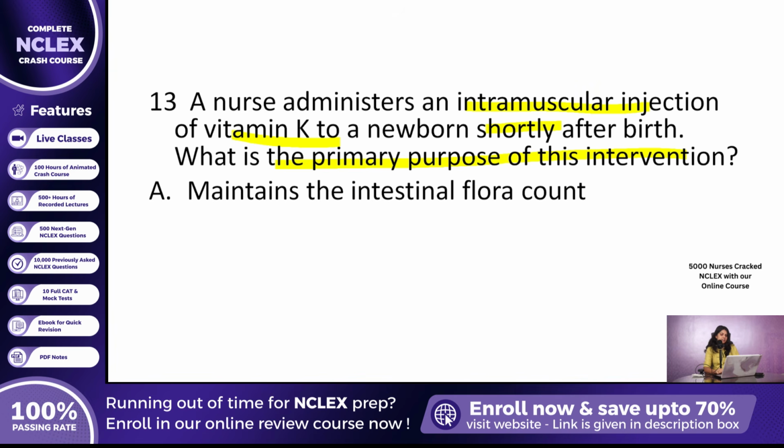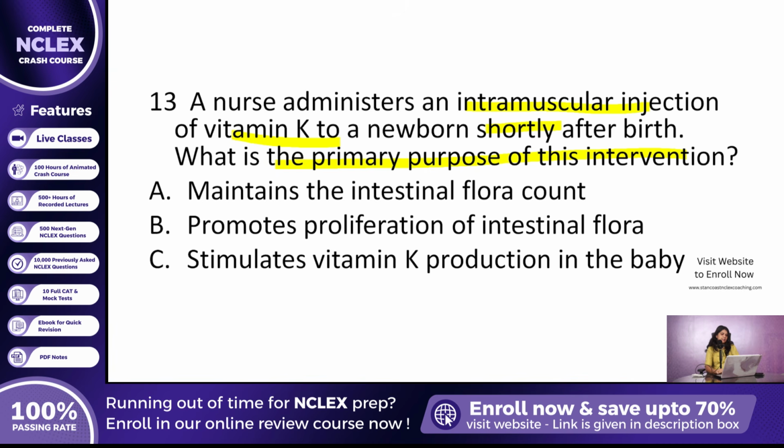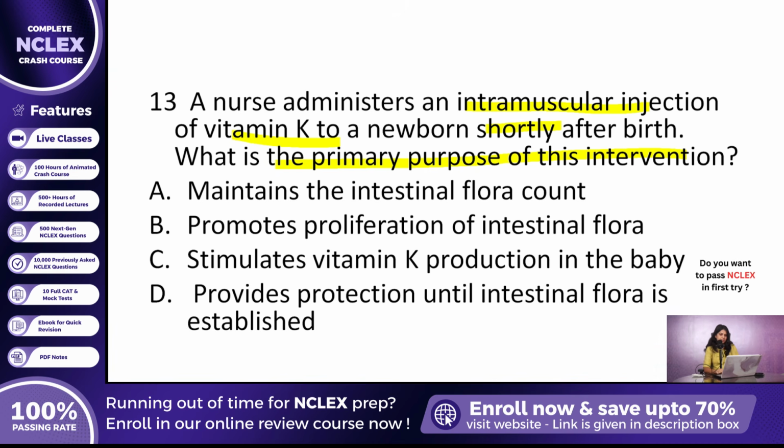Option A, maintains the intestinal flora count. B, promotes proliferation of intestinal flora. C, stimulates vitamin K production in the baby. D, provides protection until intestinal flora is established. The most accurate and clinically sound answer is option D, provides protection until intestinal flora is established.